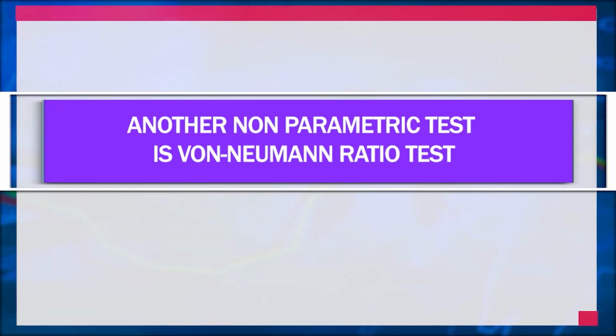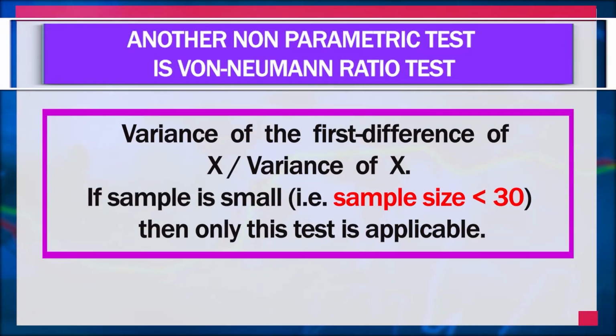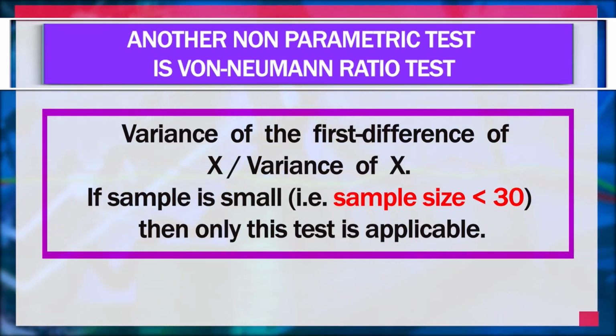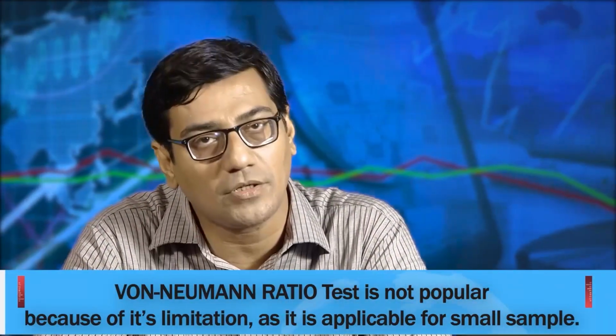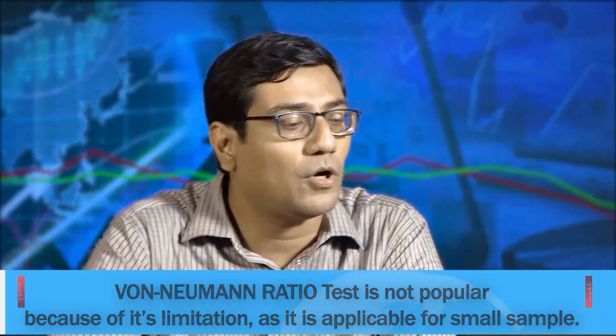Another non-parametric test, which is not done in a very serious manner but of which we can have an idea, is called the von Neumann ratio test. This test is applicable mainly for small samples, when the data points are less than 30. Hardly any time series data exists for less than 30. However, if any data series has observations less than 30, we can take the first difference of variables, divide by the variance of x, and see whether the null hypothesis is accepted or rejected. This test is not so popular, and it has a limitation because it is applicable only for small samples.